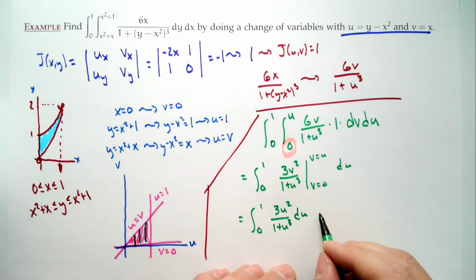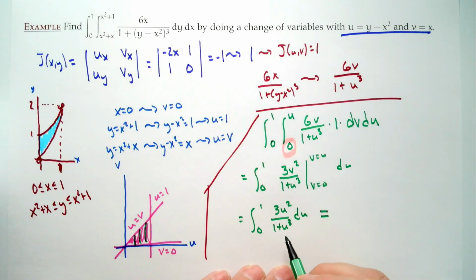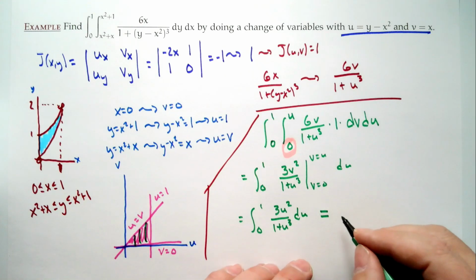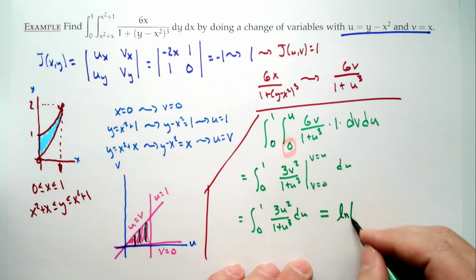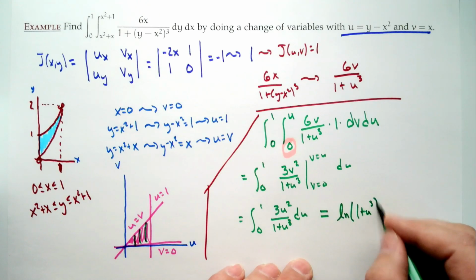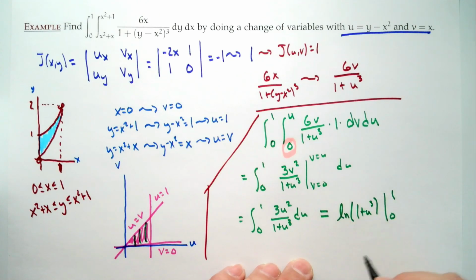We can do a u sub. Well, of course, it's weird to say a u sub when our variable is already u, but we can do substitution. And this one is probably one you might be able to do in your head. Because if you look at the derivative of the denominator, the derivative of 1 + u^3, that's 3u^2. That's the numerator. So whenever you have that, what do you think of? Natural log. Natural log of 1 + u^3, evaluated from 0 to 1.